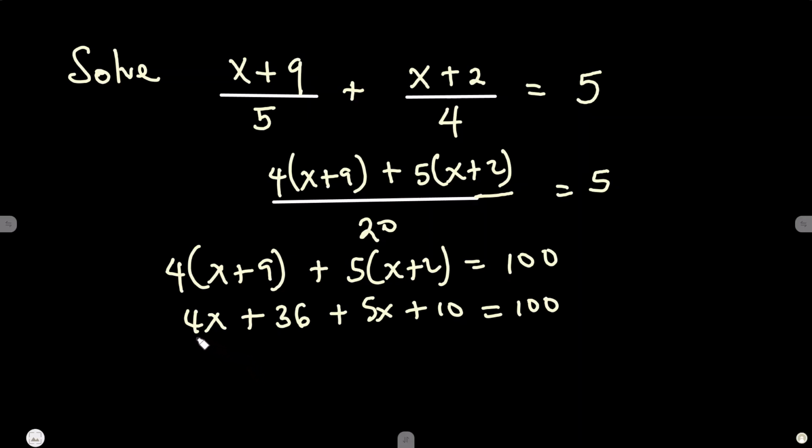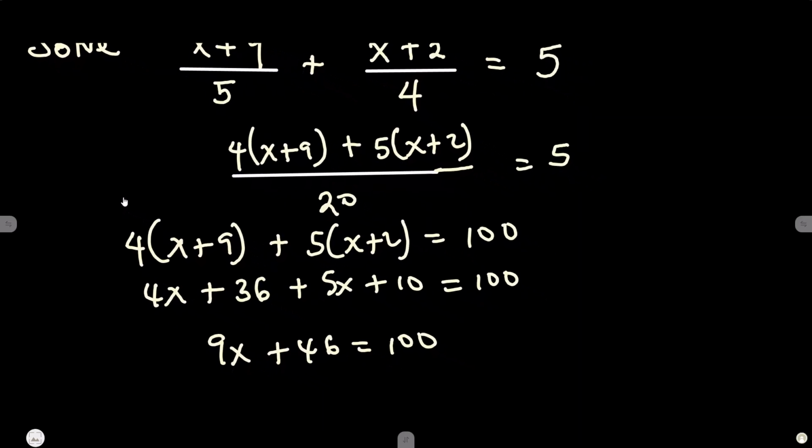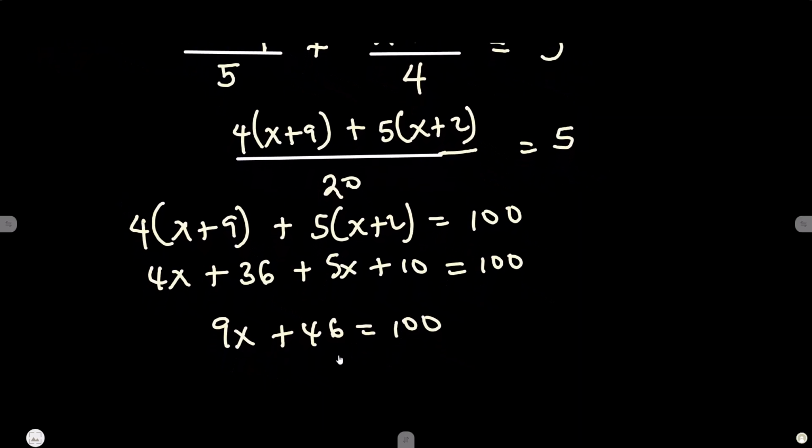Now what you can do, you're going to add 4x and 5x, that's going to be 9x, and add 36 and 10, that's going to be 46, that equals 100. And what I think you could do is subtract 46 on both sides. So 100 minus 46 is definitely going to be 54.